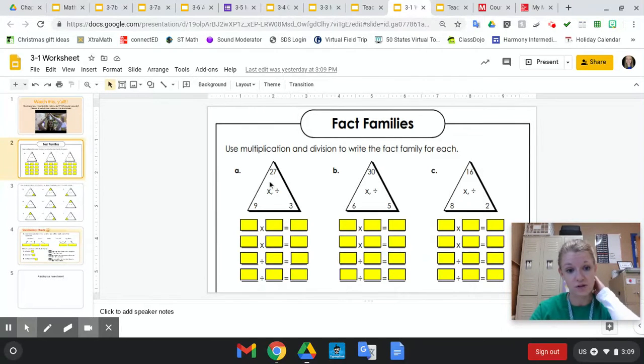So in this case, I would do 9 times 3 equals 27. 3 times 9 equals 27. 27 divided by 9 equals 3. And 27 divided by 3 equals 9.